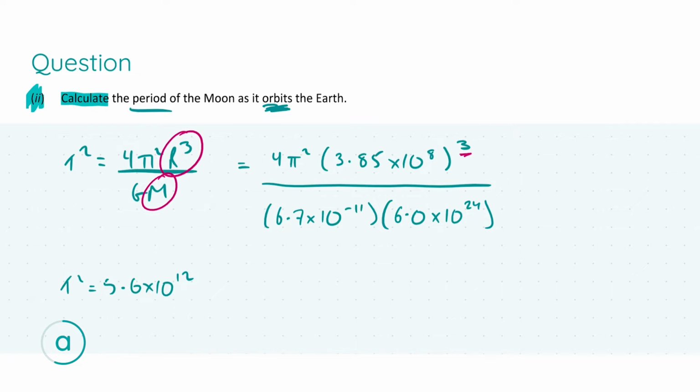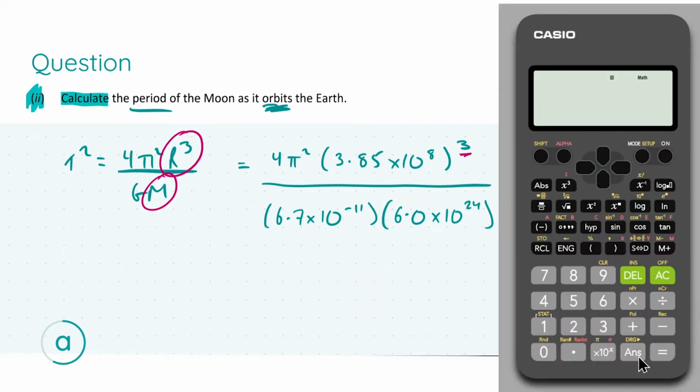And what we were asked for was the period, so not t squared. So that means that t is going to be the square root of 5.6 by 10 to the 12. And I'm going to pull up the calculator and do that as well. Pulling up your calculator here, we're going to have the square root of 5.6 by 10 to the 12.